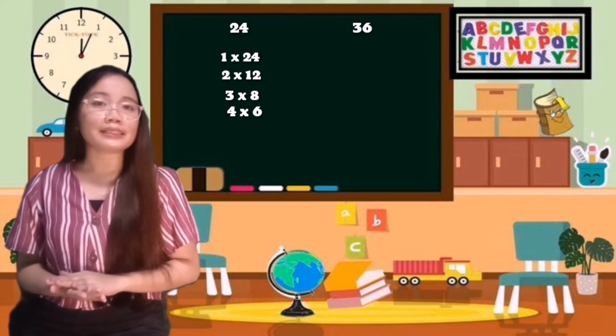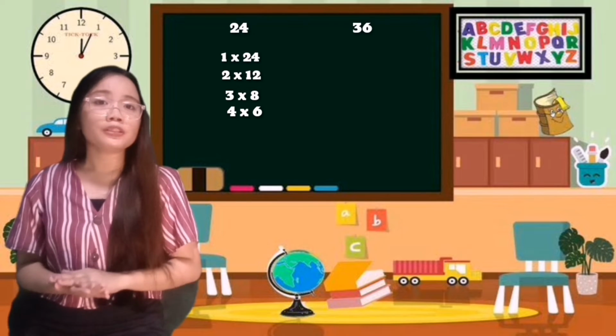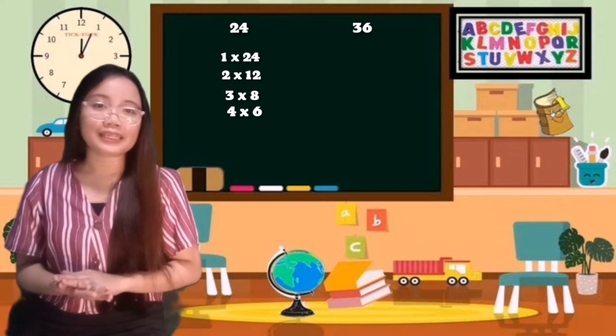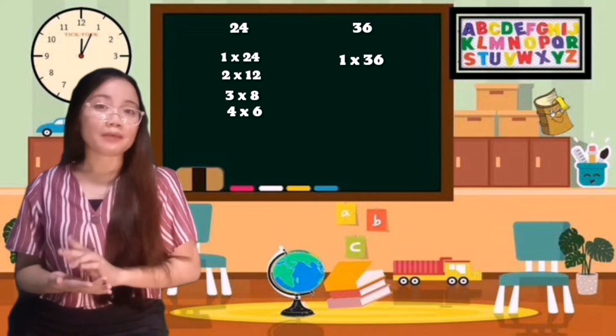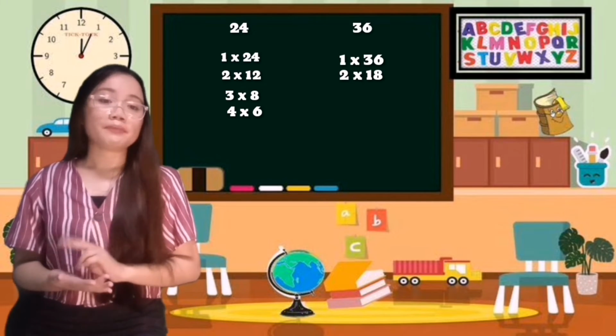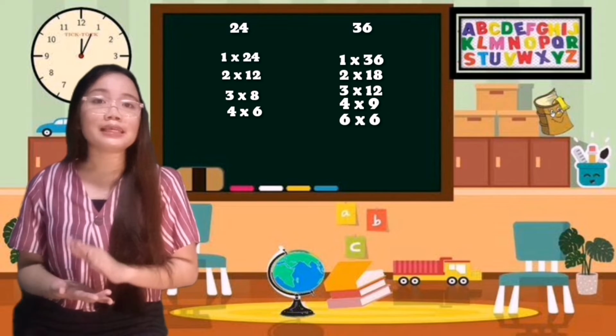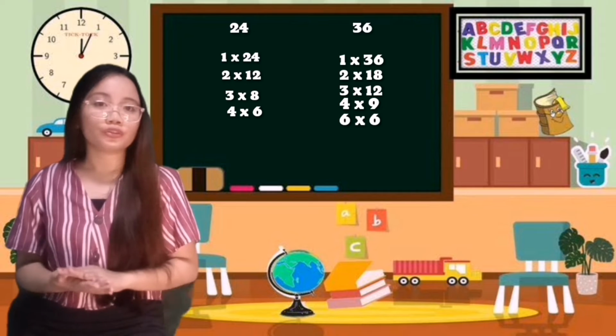The same thing with the next given number. All numbers that can be divided with 36 are considered as factors of 36, such as 1 times 36, 2 times 18, 3 times 12, 4 times 9, and 6 times 6 are all equal to 36.